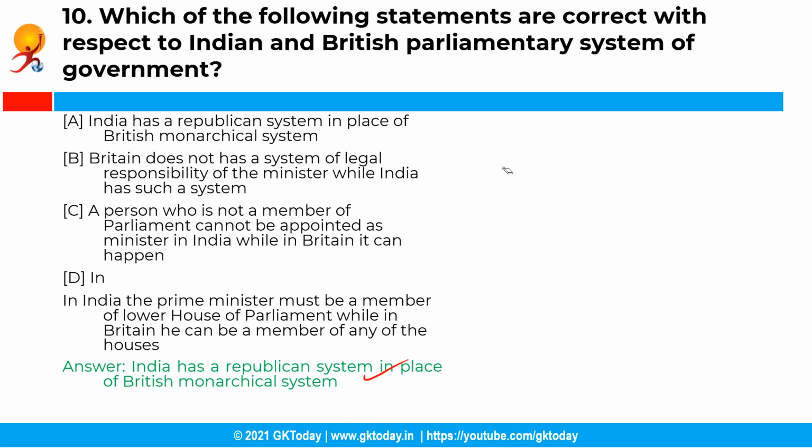Britain has the system of legal responsibility of the minister while India has no such system. And in India, a person who is not a member of parliament can also be appointed as minister maximum for 6 months, which is not possible in Britain. Further, in Britain, the Prime Minister should be a member of the lower house of the Parliament, while in India, the Prime Minister may be a member of any of the two houses of the Parliament.